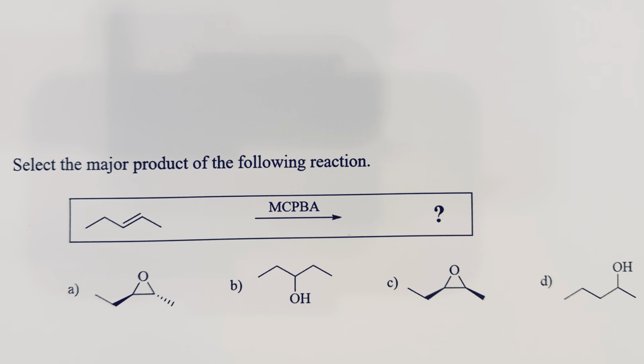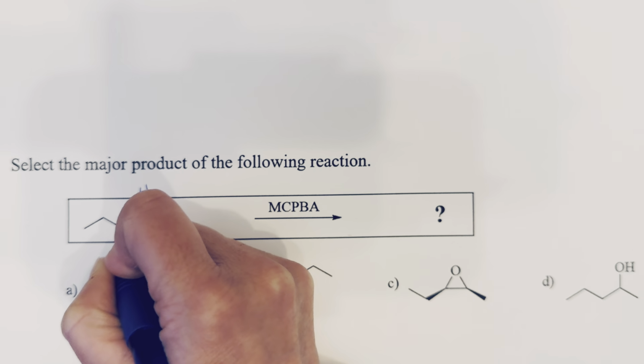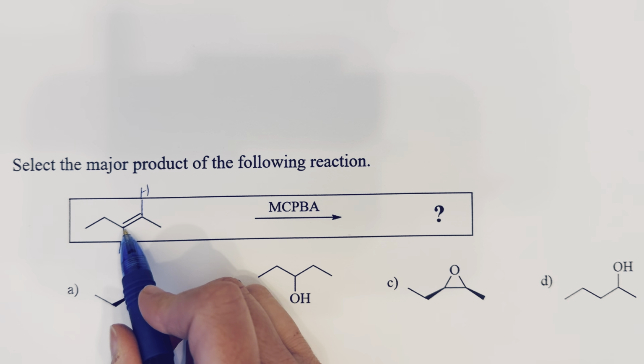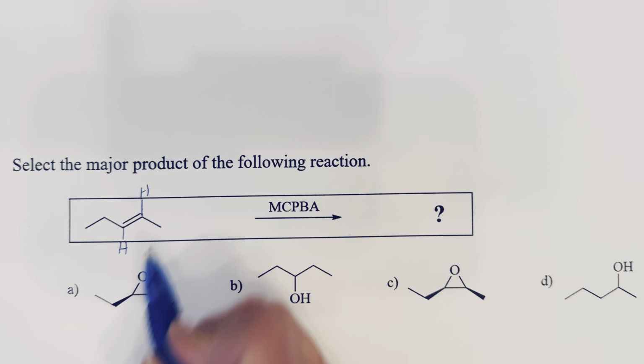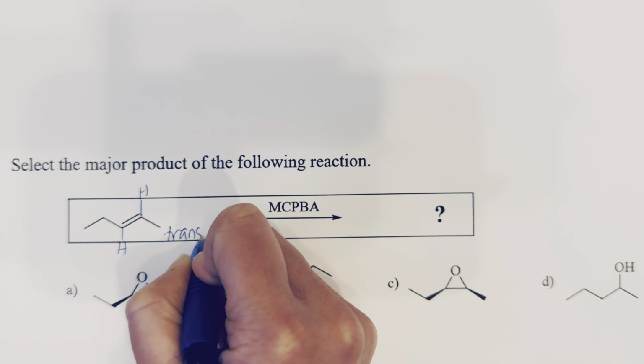Select the major product of the following reaction. So if we take a look at our reaction conditions, we are starting with an alkene, and specifically we are starting with an alkene that is in the trans orientation. That is to say, the two alkyl groups on the alkene are pointing in the opposite directions. So this is a trans alkene.